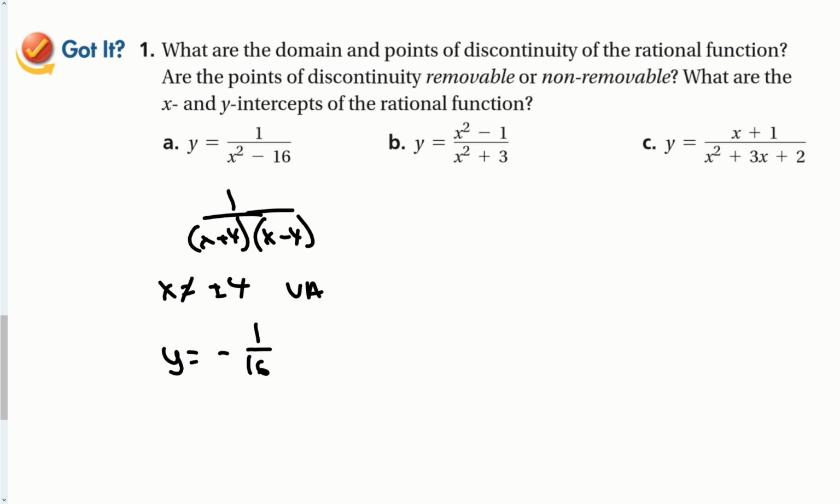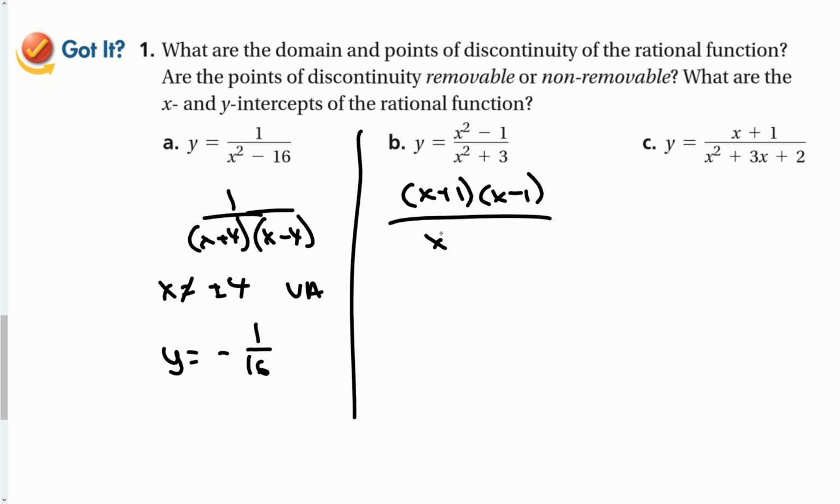For the next one, factor the top, factor the bottom. The bottom does not factor. The top does factor. Still factor it because now I can see a few things, right? The domain is all real numbers because the only way to make the denominator equal to 0 is with imaginary numbers.